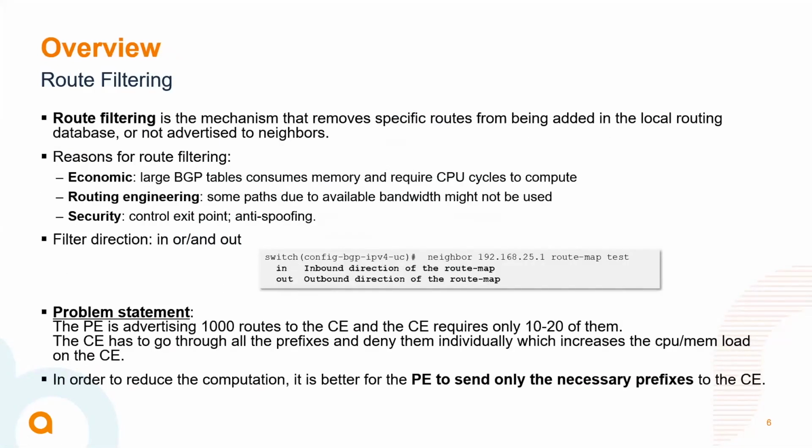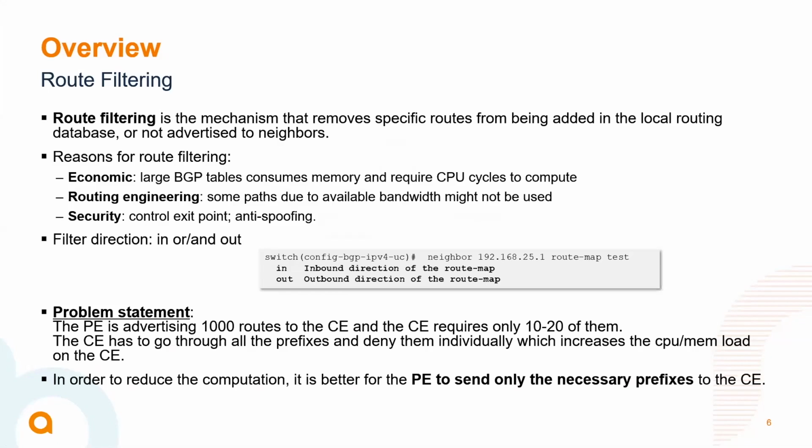Before going to outbound filtering, let me just rewind a little bit as a reminder of what route filtering is. This is a mechanism that will allow you to remove route entries from being added in the local routing database, in the local routing table, or eventually not advertised to peers.